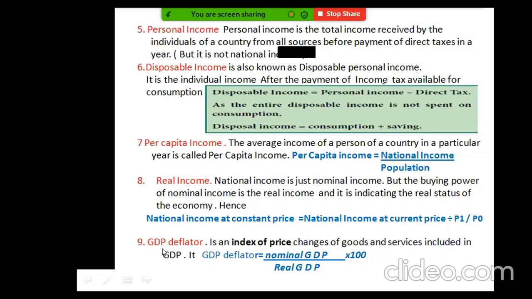Next one is the GDP deflator. It's an index of price changes of goods and services included in GDP. That is, it is an index that helps us identify the changes happening in the country in goods and services produced and also the level of GDP. So symbolically, GDP deflator is equal to nominal GDP divided by real GDP, into 100.